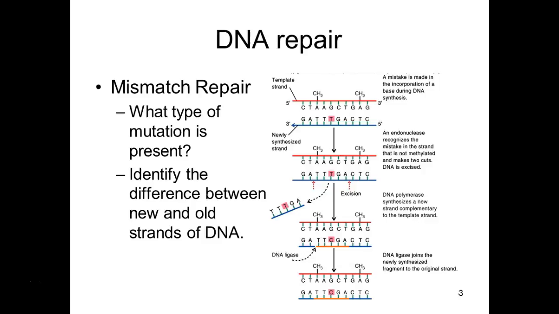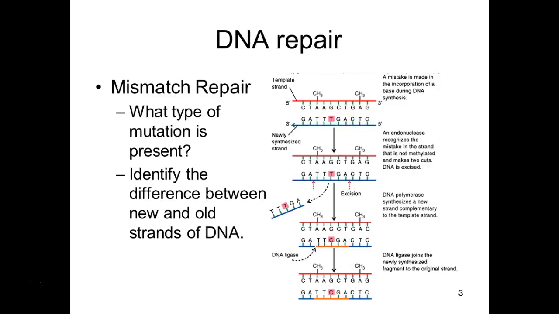So mismatch repair. What type of mutation are you seeing here? A base substitution, correct. One base has been switched out for another. What is supposed to be here? Supposed to be a C, but they stuck a T there, right? DNA polymerase screwed up, and he didn't catch his own mistake.